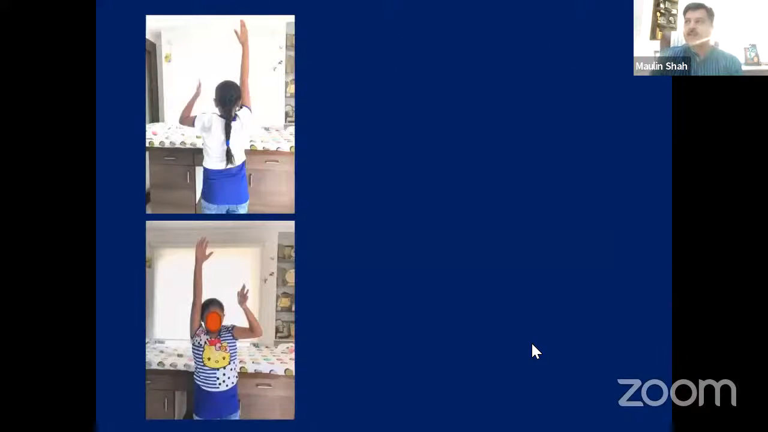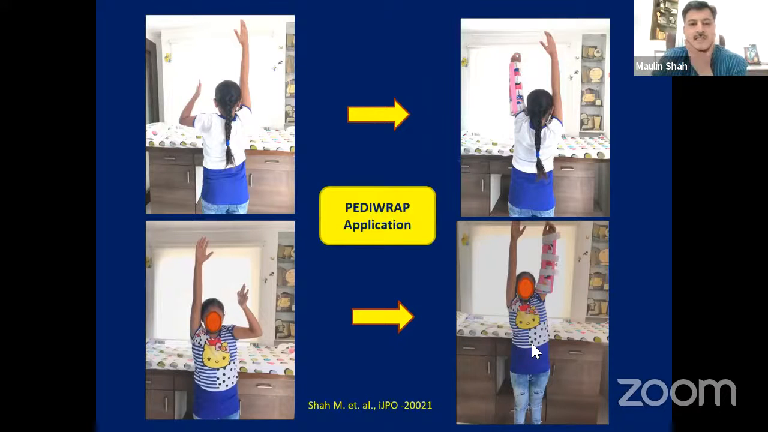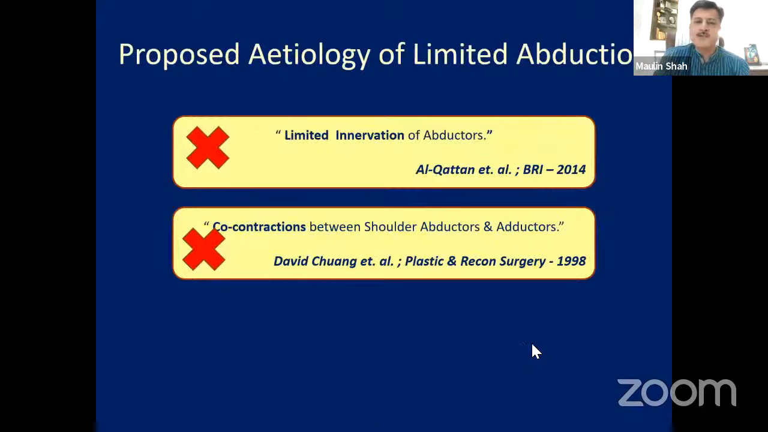Furthermore, we found that when we placed an elbow extension splint, or what we term a paddy wrap, the elevation improves spontaneously in all these patients. We have described this test in one of the journals. This was a very striking phenomenon: when we put an elbow extension splint, it improves abduction spontaneously, which proves that neither are the abductors denervated, nor is there co-contraction between shoulder abductors and adductors.